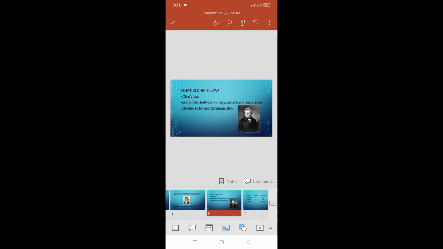What is Ohm's law? Ohm's law is the relationship between voltage, current, and resistance. It was developed by George Simon Ohm. There are three important variables in Ohm's law: the resistance, voltage, and current. For resistance, the symbol is R, and the unit used is ohm. The second variable is voltage. The symbol of voltage is V, and the unit used is volts, and the symbol also is V. The last is current. The symbol of current is I, and the unit used is ampere, and the symbol is A.